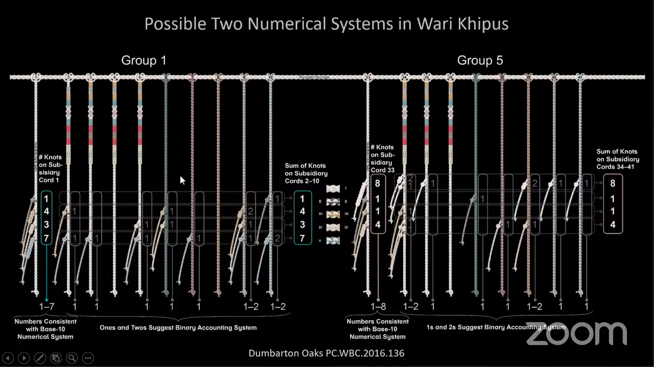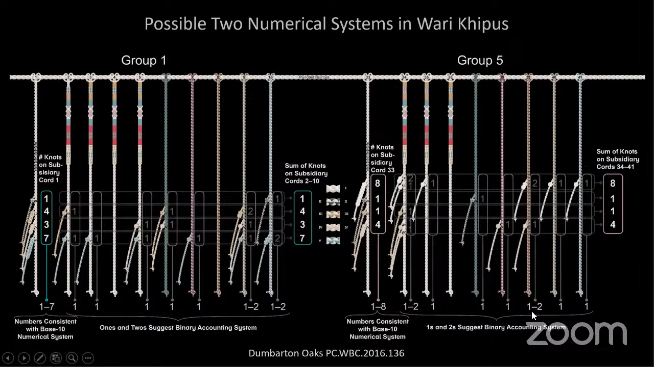But you can see the sums are perfect in each one. However, one of the things you also notice is that the numbers 1 through 7 in this case and 1 through 8 show up in the first pendant cord, the subsidiaries of the first pendant cord. In the other subsidiary cords within the group, the number of knots is always between 0 and 2.